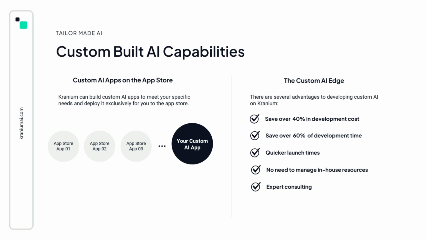With Kranium's custom development and consulting services, you can enjoy key benefits. Save over 40% in development costs compared to conventional AI projects. Reduce development time by more than 60%, ensuring a quicker time to market. Skip the need to hire expensive in-house resources, letting you focus on your core business while we handle the AI. Gain access to expert consulting to guide your journey, ensuring the solution meets your business objectives seamlessly. Kranium brings the expertise, tools, and speed to help you achieve your AI ambitions while saving time, money, and effort. It's not just a service, it's a smarter way to build custom AI solutions.